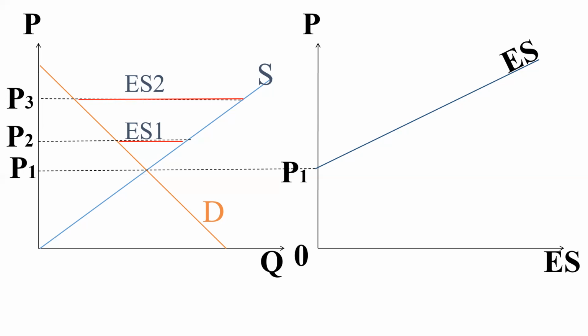Excess supply is zero at P1, within bracket, the equilibrium price.